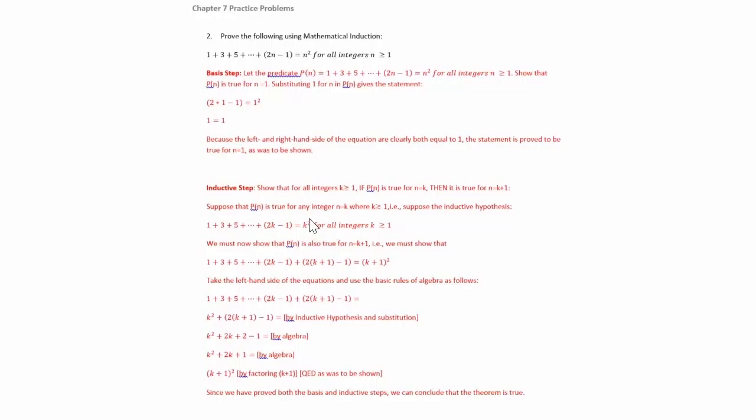Okay, then what we're going to do is replace n with k plus 1. So we're going to take this whole equation and replace everything with k plus 1. So it's 1 plus 3 plus 5 plus, we had 2k minus 1. Now we replace the k with k plus 1. Okay? And then on the other side of the equation, we had n squared. Now we're going to replace that with k plus 1.